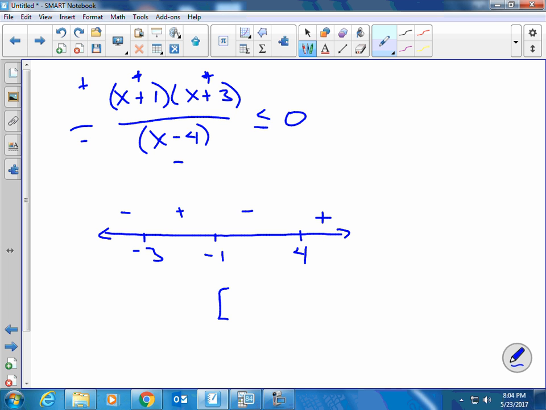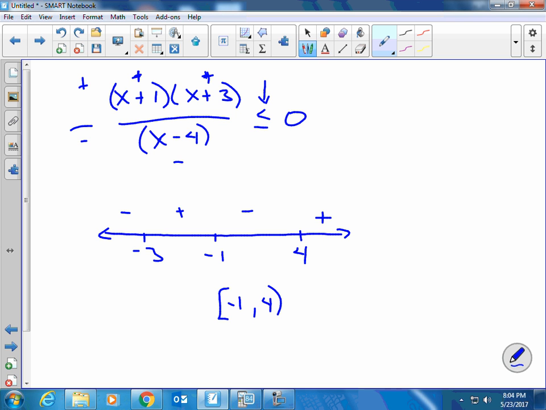I can include the negative 1, so I have negative 1 to 4, open parenthesis. Why am I doing the negatives? What does that say? That says values where the product is negative, less than 0, or 0. Don't include the 4. The 4 makes the bottom 0. You can't divide by 0. Do include the negative 1, because negative 1 makes the top 0, and that is 0.